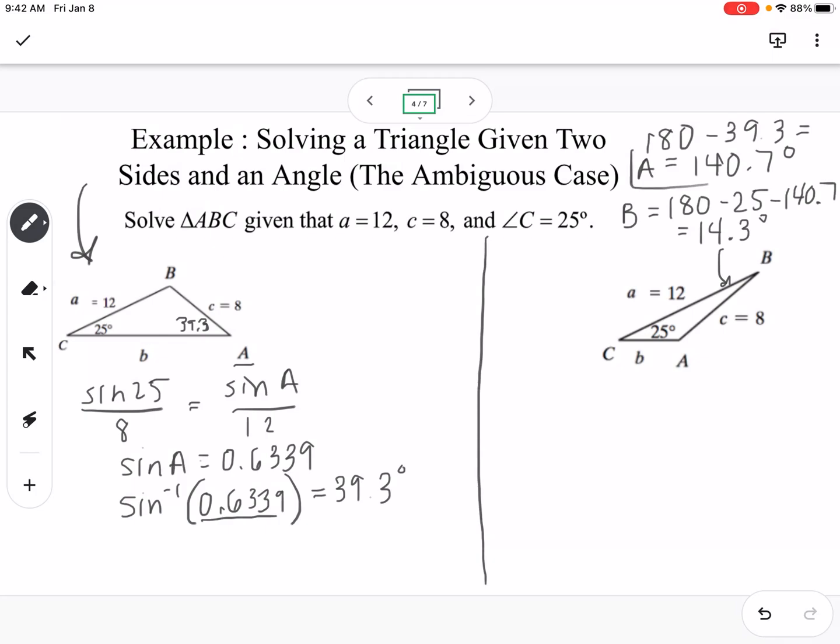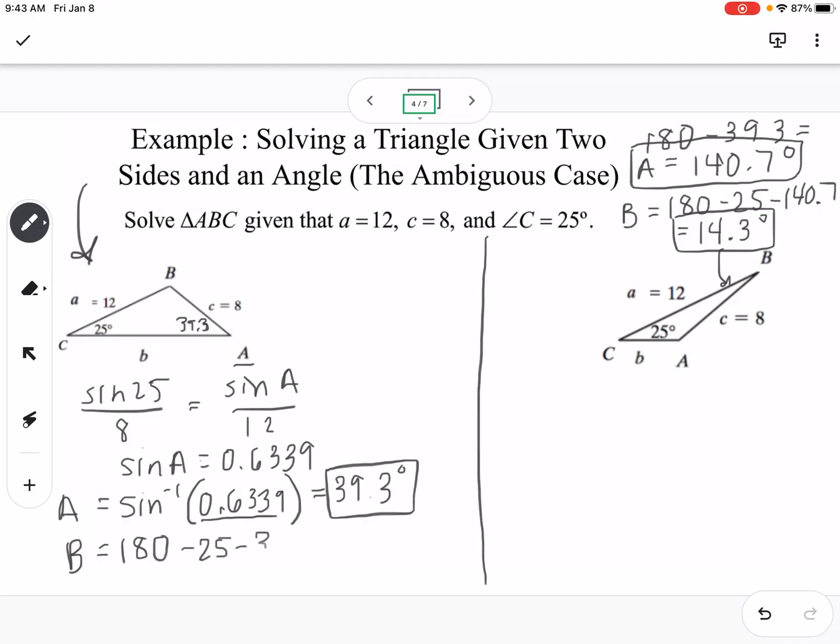So we've already found over here, that's our obtuse angle A. That's angle B. Okay, and over here, this is our angle A. So we found angle A. We can find B using 180 minus 25 minus 39.3. And we get, what do we get? 115.7.